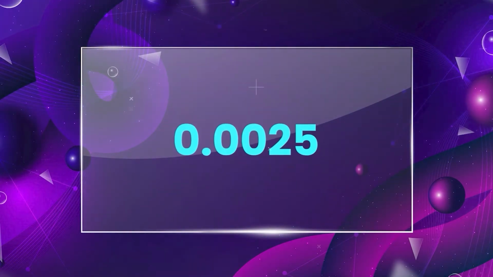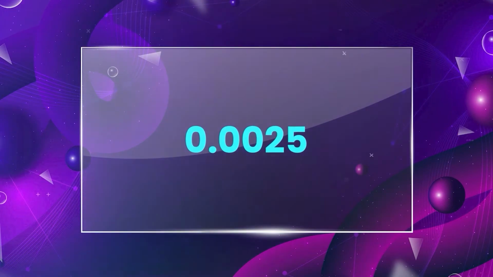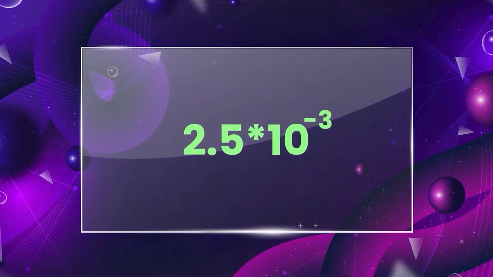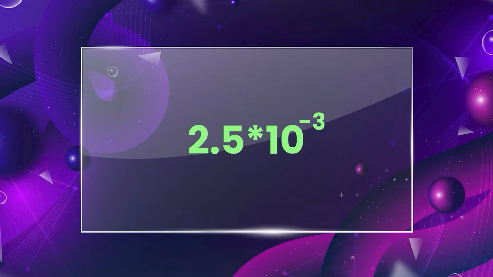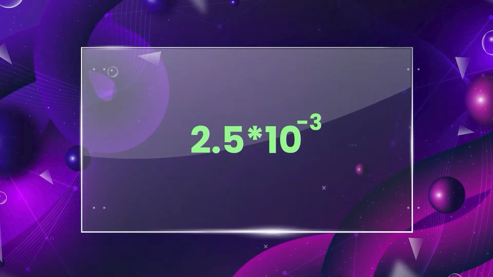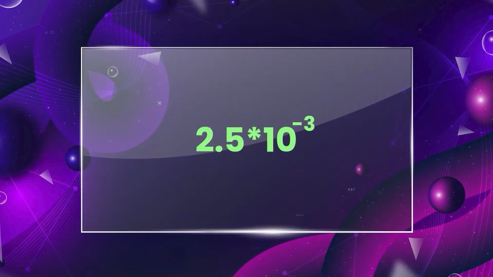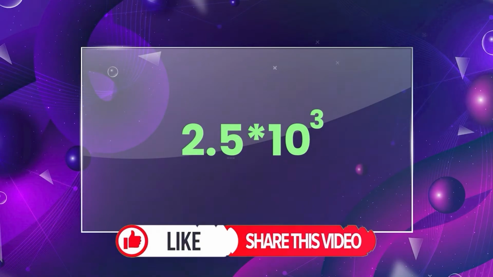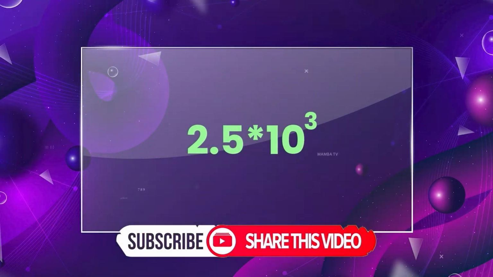Or if I wanted to write a small number, say 0.0025, I could write it like this. As you have probably noticed, we express a magnitude of the number by 10 to the power of some exponent. In this example, since the exponent is negative, we know that we need to divide 2.5 by 10 3 times to get to its original form. While here, we can multiply 2.5 by 10 3 times to get to its original form.